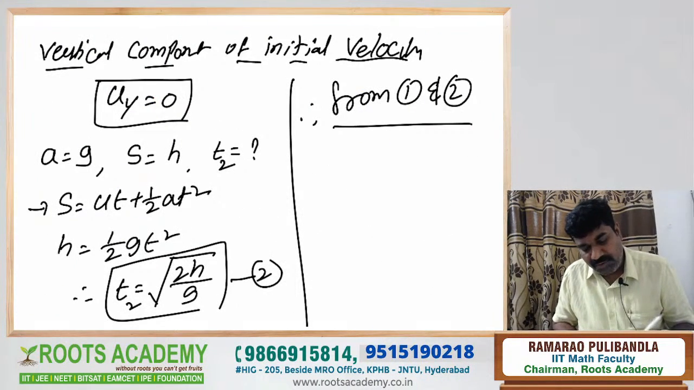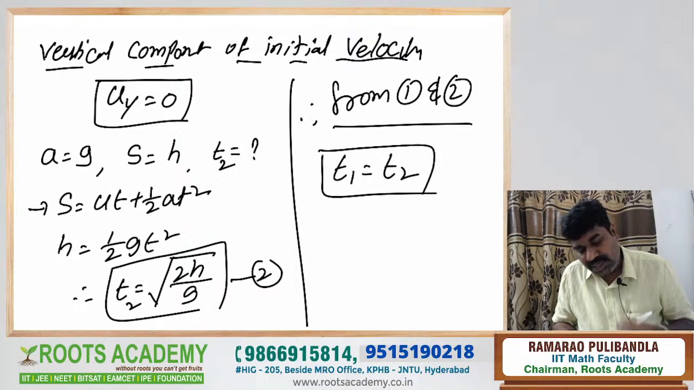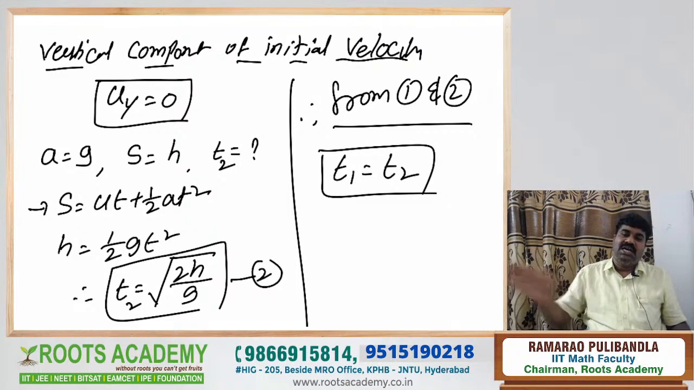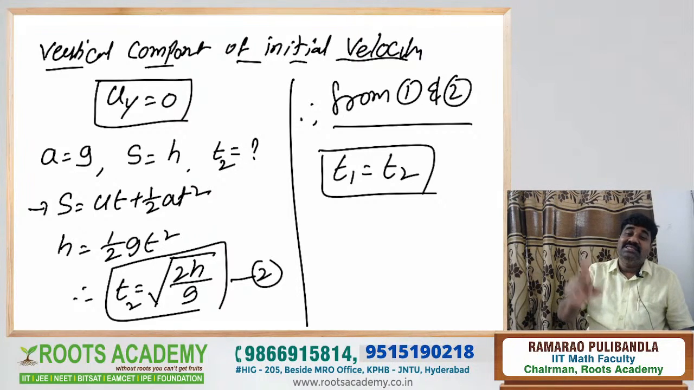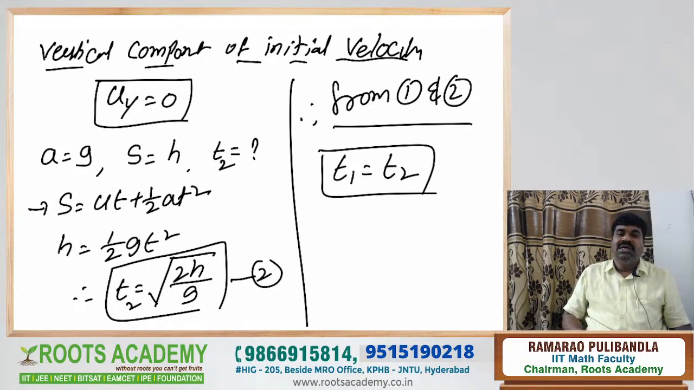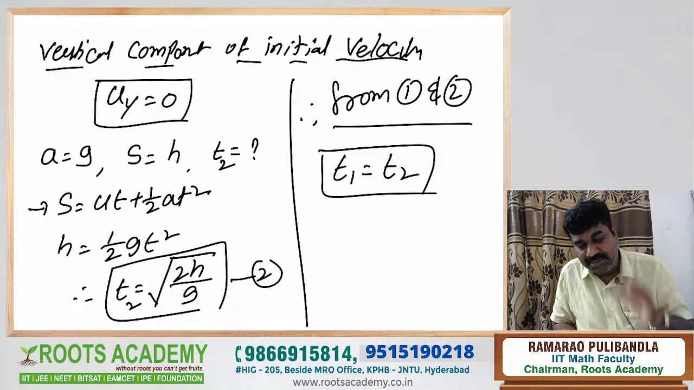So from 1 and 2, T1 is equal to T2. That means if a body is projected horizontally and another body is dropped from the same top of the tower, both will reach the ground at the same time.